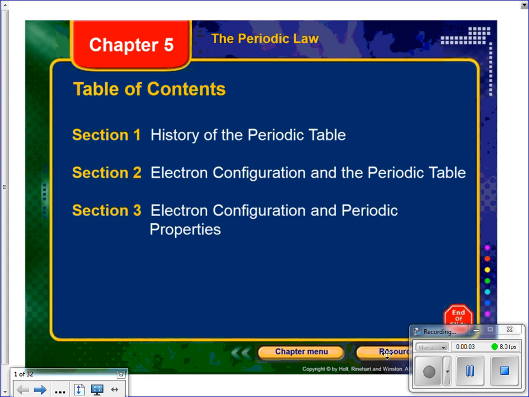These are notes for Chapter 5. Chapter 5 is all about the periodic table, and most of this chapter will be very easy. You've already had a lot of it. So Section 2, where it talks about electron configuration, I've already shown you how to relate the electron configuration to the periodic table. That's how we learn how to do them. So most of Section 2 will be a review. So really Section 1 and 3 are the only ones that have new material.